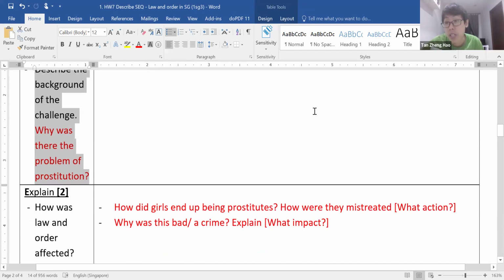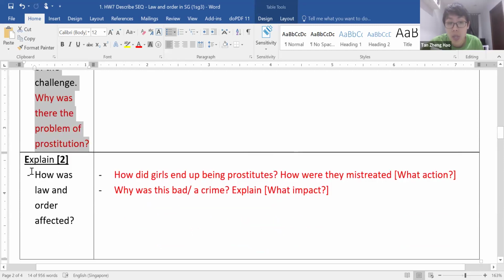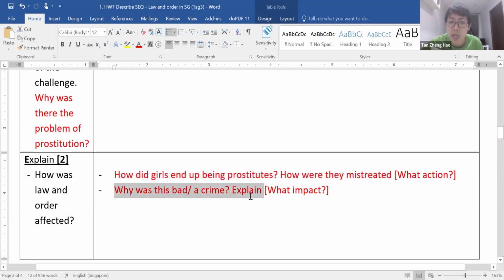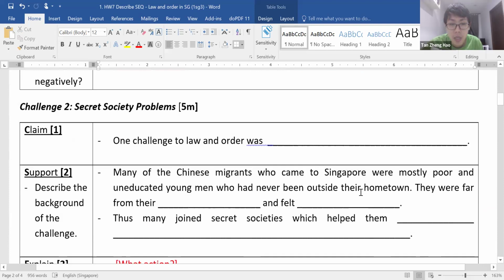Now, prostitution itself wasn't a crime, but how was it affecting law and order, and why was it considered a crime? You might want to consider, how did the girls end up being prostitutes? Did they choose to do so? Or were they forced to do so or mistreated in some way? So describe what was done to the girls, okay? And explain why this was a crime if the girls were treated this way, okay? So try and refer to the textbook and explain a little bit.